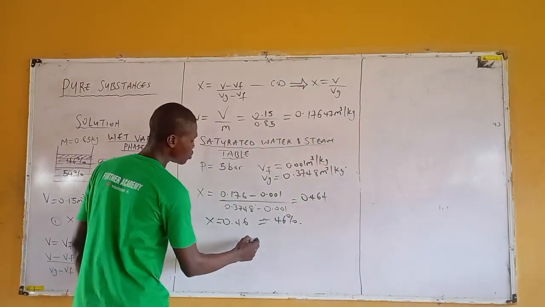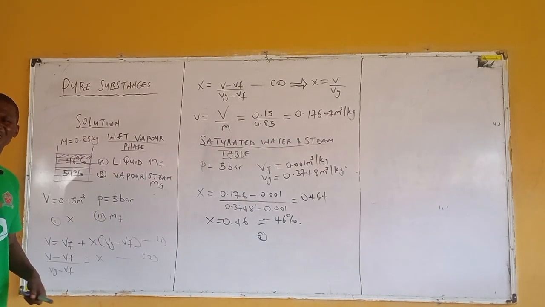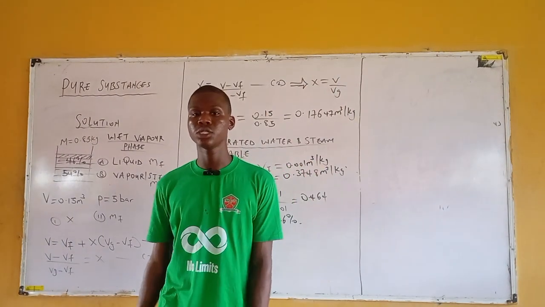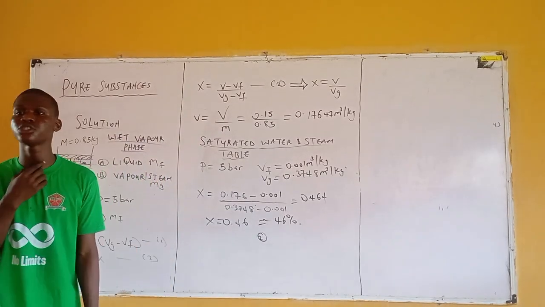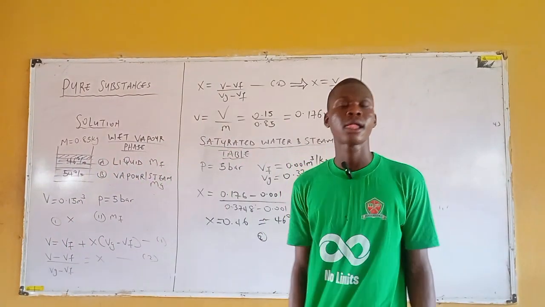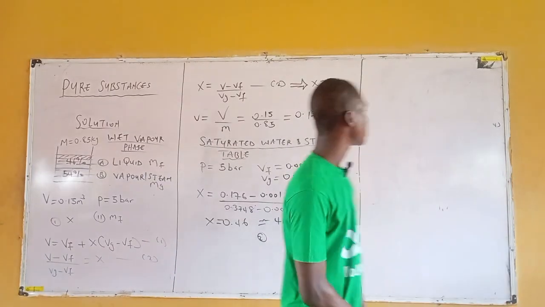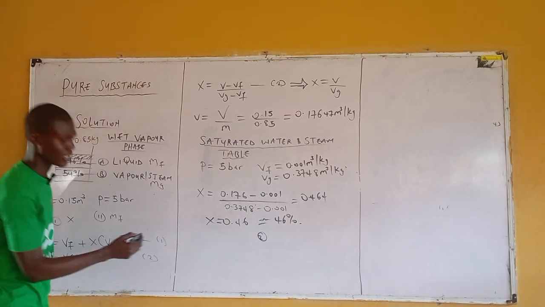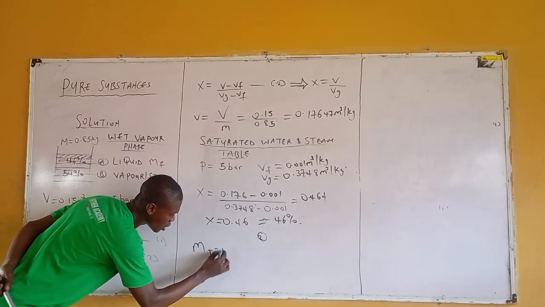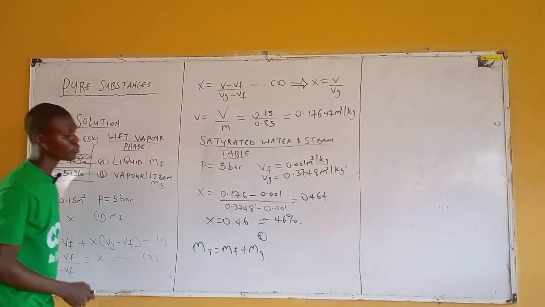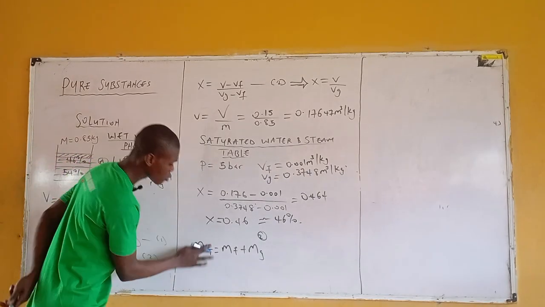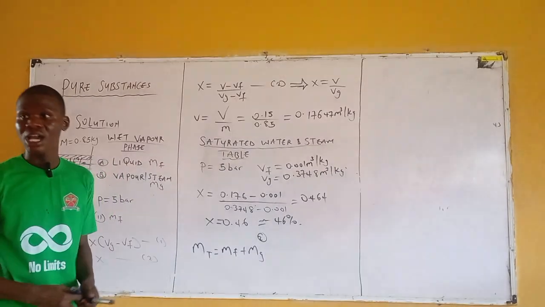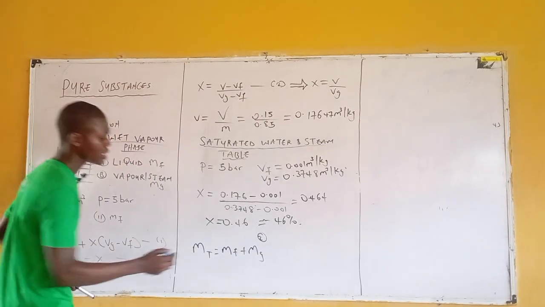Roman figure 2 says calculate the mass of the liquid present in the mixture. How do you get the mass of the liquid present in the mixture? Any idea? Recall that we said, say you have a rigid vessel of this type, the total mass is equal to the mass of the fluid plus the mass of the vapor. Mass of the saturated fluid and mass of the saturated vapor, right? So this is equation 1.